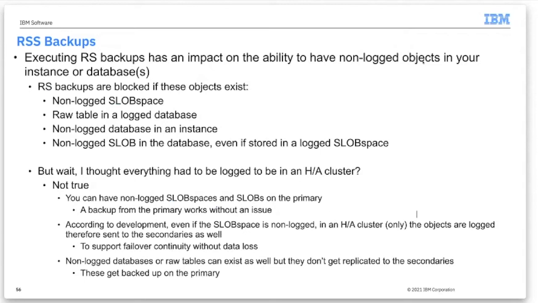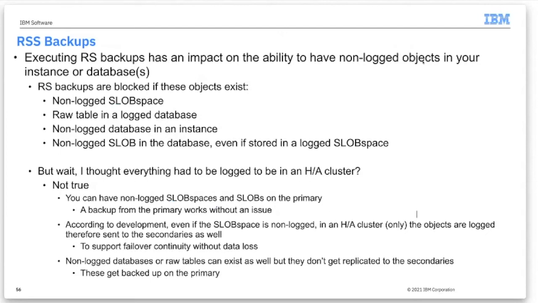Executing backups on the RS secondary also has an impact on the ability to have non-logged objects in your instance or database. So if you are trying to execute RS backups, they will be blocked if you have a non-logged smart lob space. If you have a raw table inside of a logged database, or you have a non-logged database in the instance, or even a non-logged slob, even if it's in a logged smart large object space.